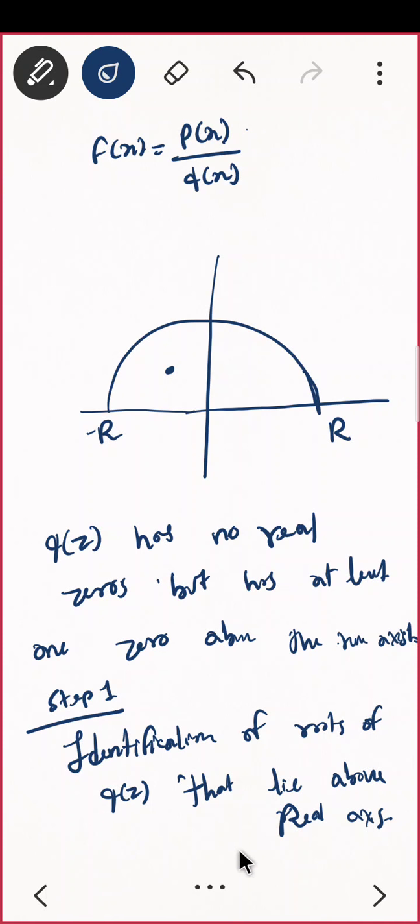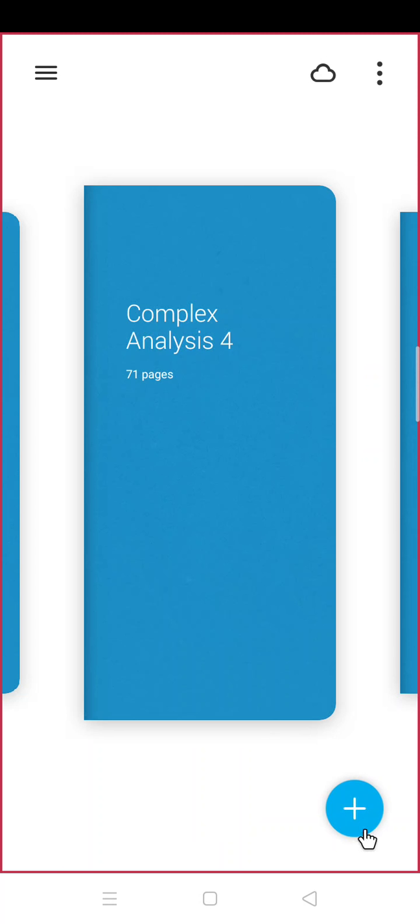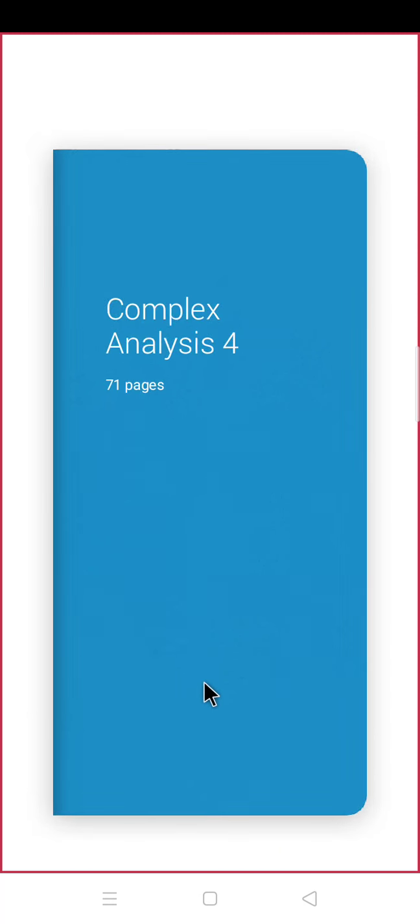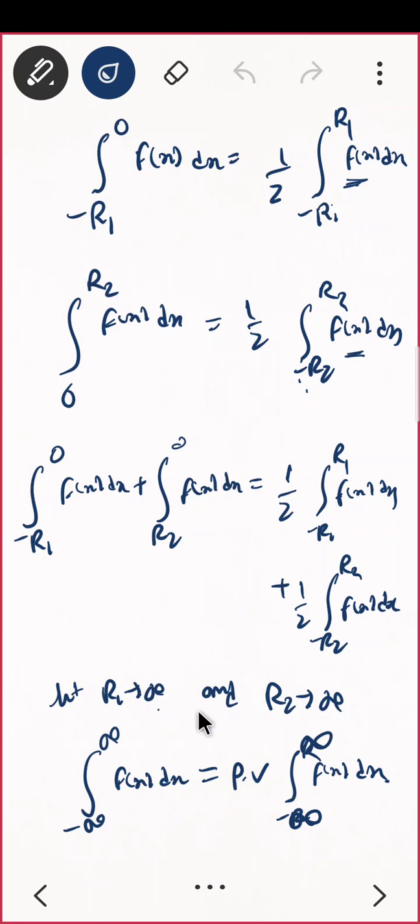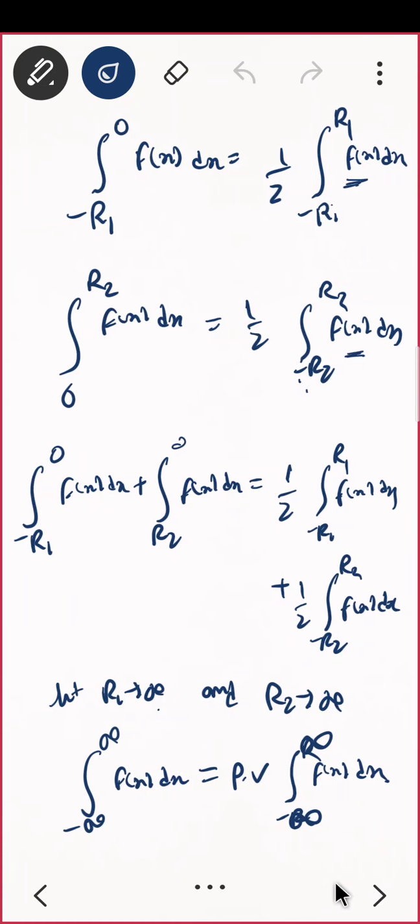What happened to this? Just wait a second. Oh my god, it is gone.